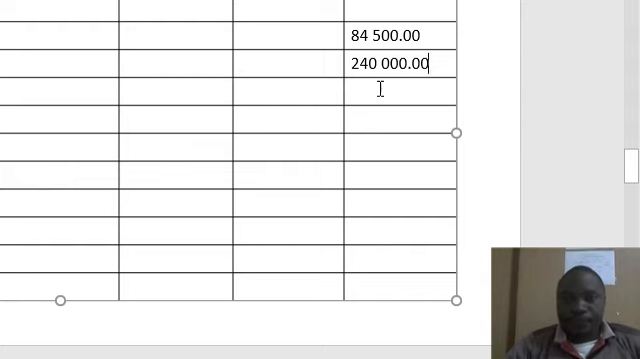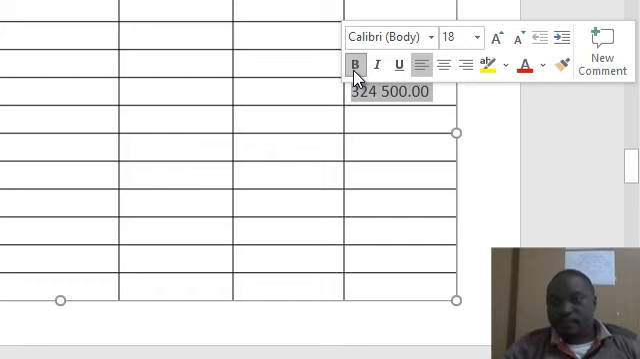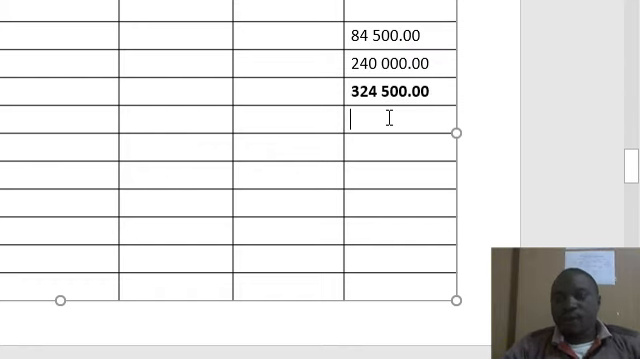Okay, I've seen that we don't have. So, what do you do next? You add. You make additions. So, when we add 84,500, add with 240,000, it gives us 324,500. So that's the total. That is the total for fixed assets.